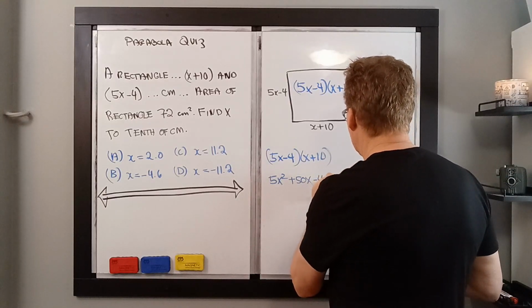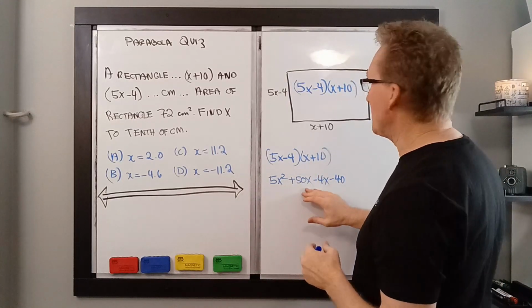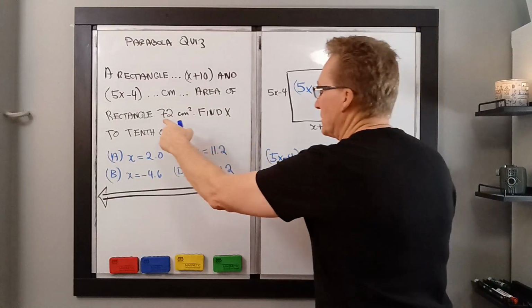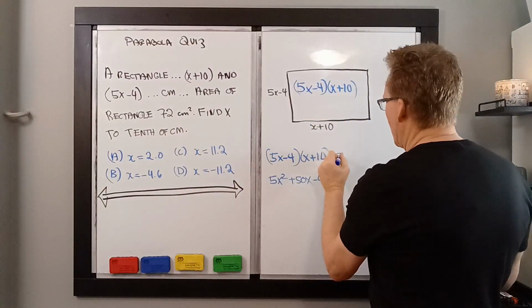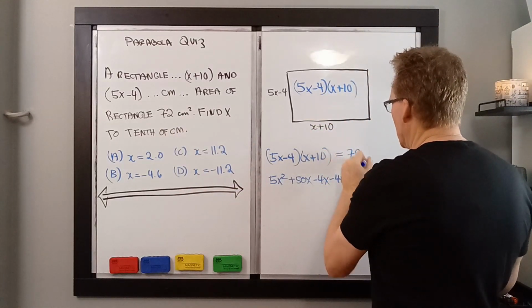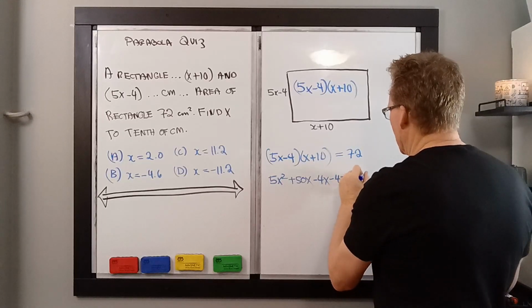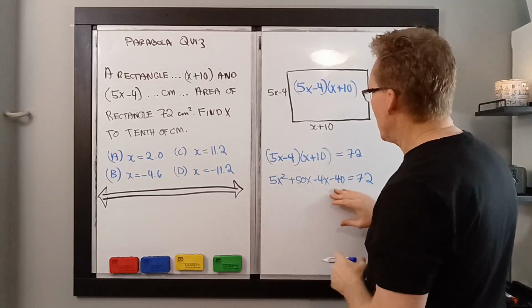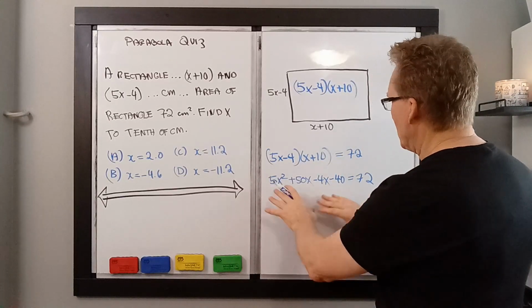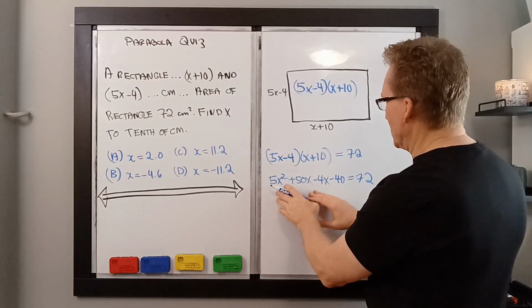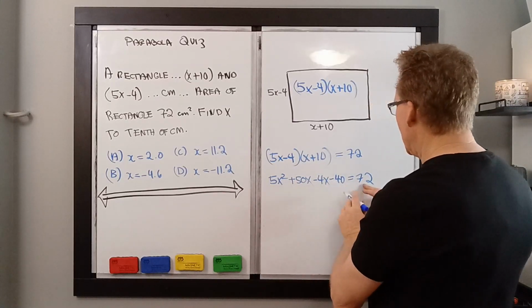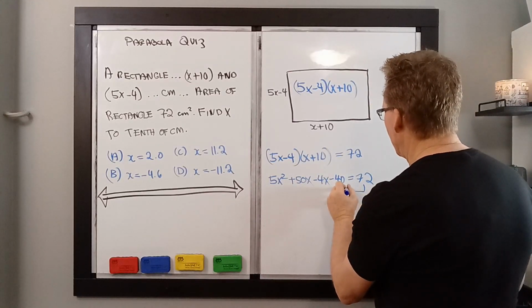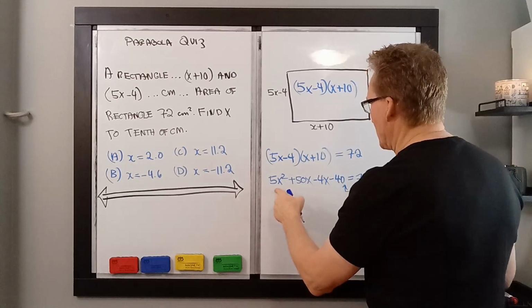Minus 40. All right, but what do we know about the area of the rectangle? We know it's equal to 72. So this product here would be equal to 72. Well, if you look at this now, this is sort of handy because it looks like a quadratic equation, except we have some terms to combine, and we could take this 72 and move it to this side.